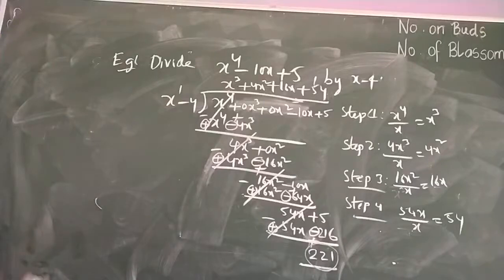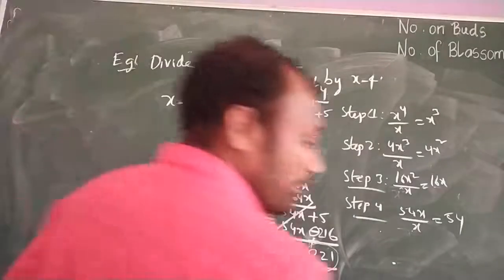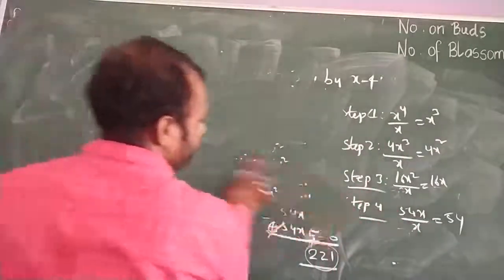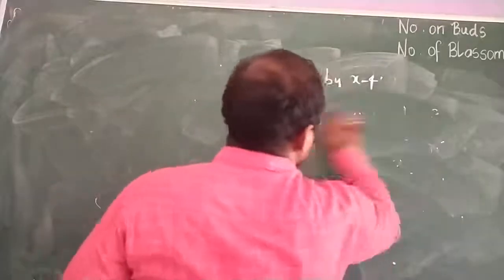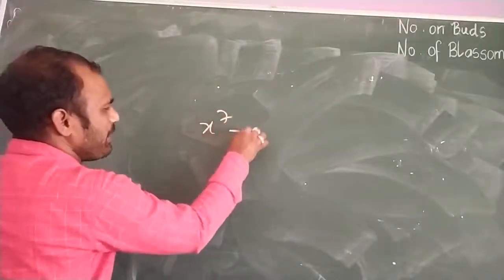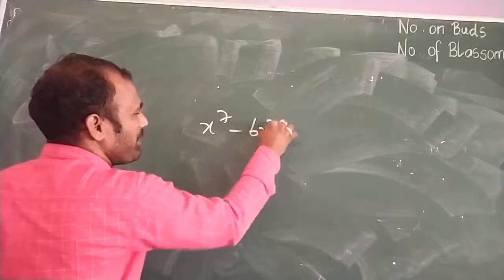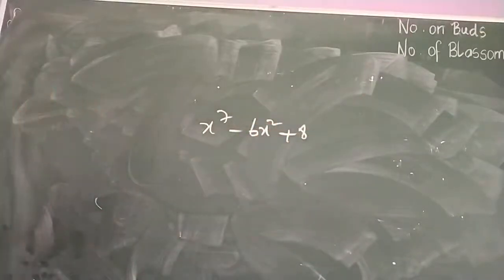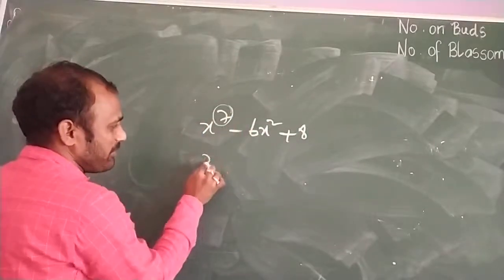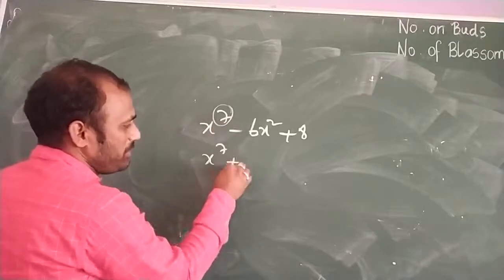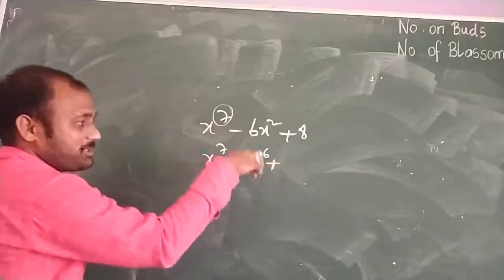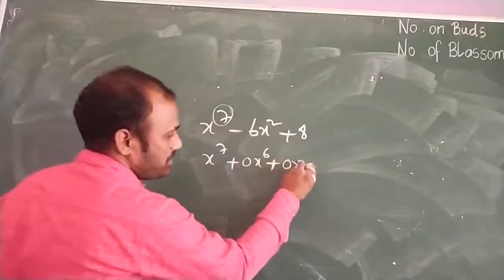So this is the way of performing division. And remember the order, students. For example, x⁷ − 6x² + 8 is given. In our division, how do we arrange this? We make sure the highest power is 7. So next it should be power 6. Is there any power 6? No, so I will write 0x⁶. Next, power 5. Is there any power 5? No, I will write 0x⁵.